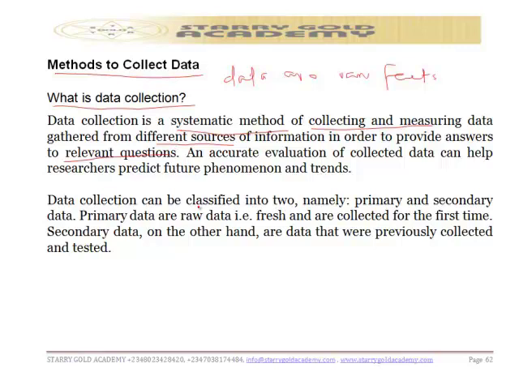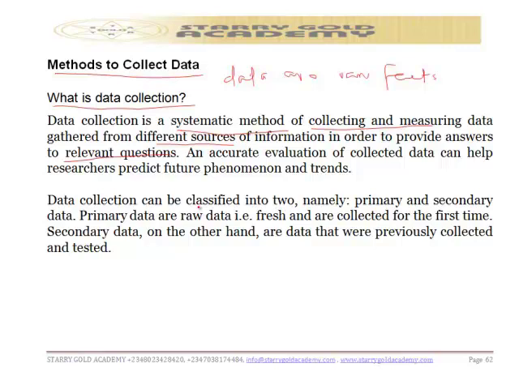If you get your data properly, if you know the exact information you want and you have it at the right time, from the right source, what you want to know will be easier to know. You'll be able to predict a future trend or the phenomenon in question.